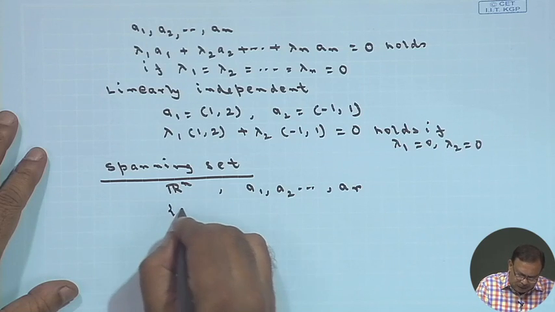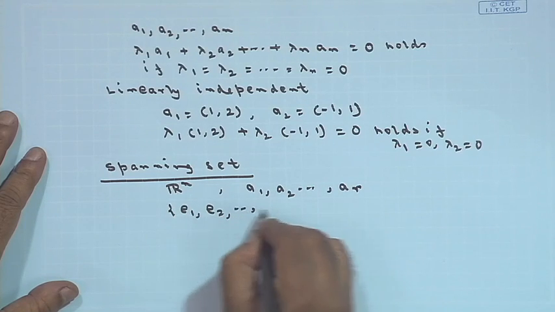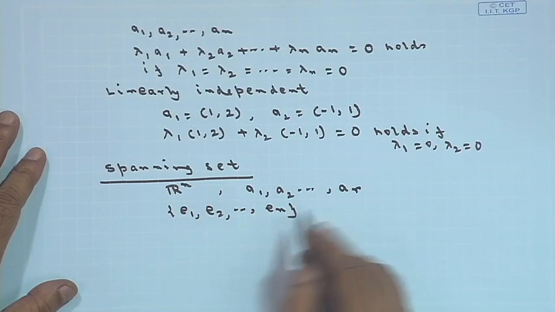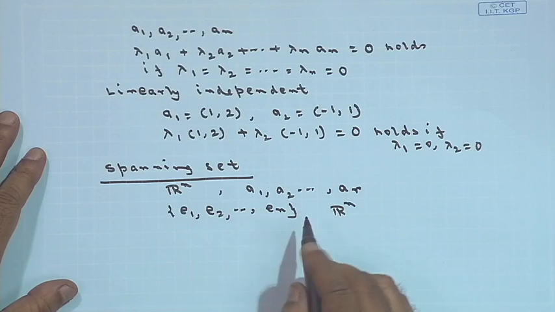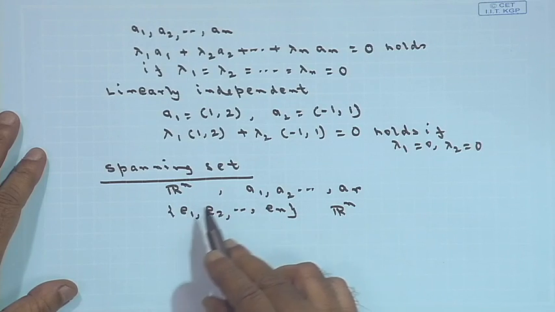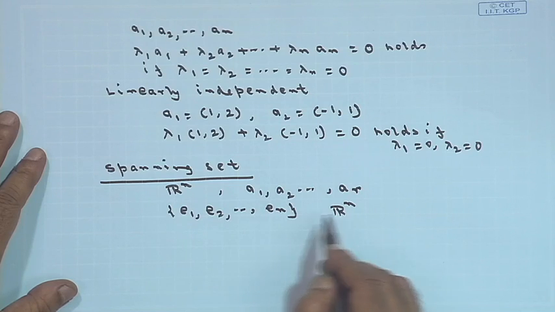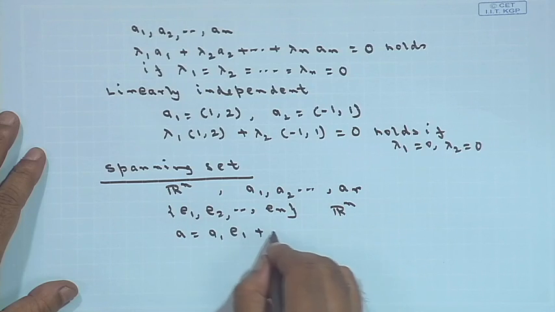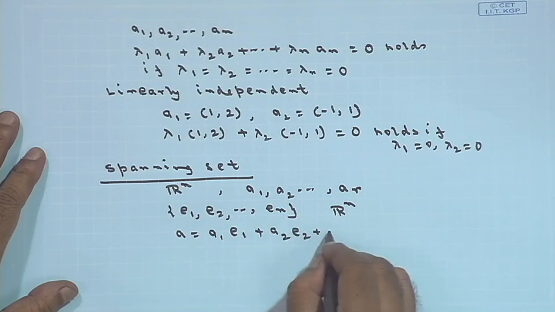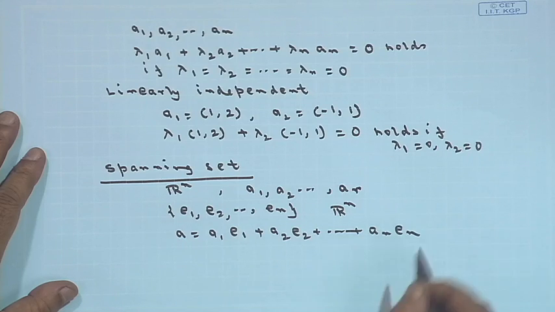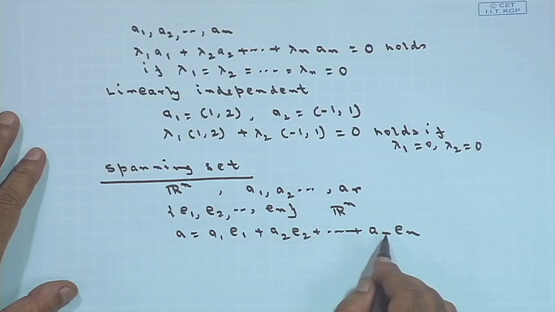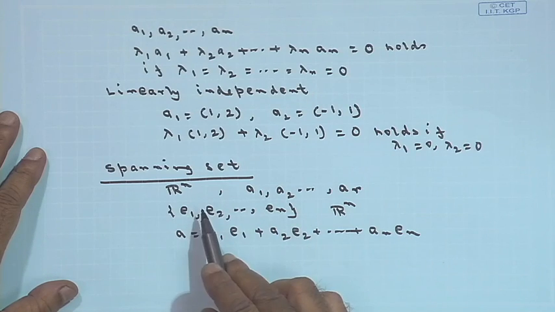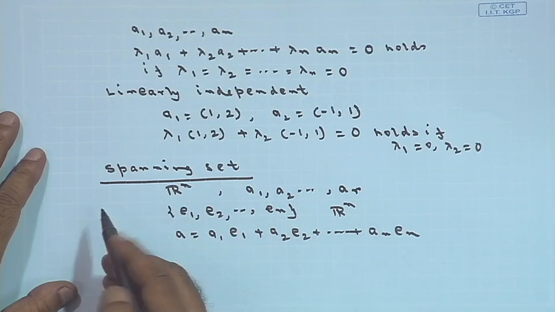Consider this one: E1, E2, ..., En. This set spans Rn, meaning a linear combination of this set will give us any vector of Rn, because I can write A equals A1 E1 plus A2 E2 plus ... plus An En, for certain values of A1, A2, ..., An. So E1, E2, ..., En spans all the vectors of Rn.